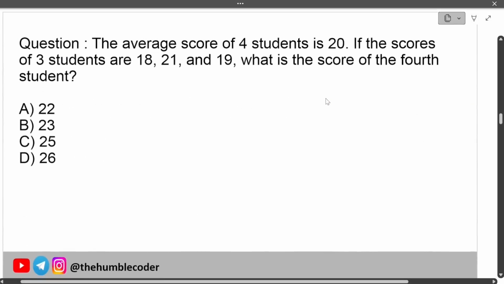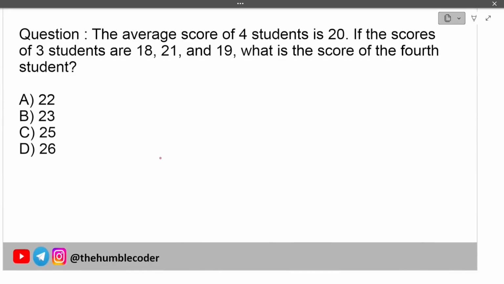So the next question that we have is based on average. So let's try to solve this. The average score of 4 students is 20. If the scores of 3 students are 18, 20 and 19, what is the score of the 4th student? Okay, now this is again a bit of a tricky question if you have not practiced it before. So let's see how we can do that.